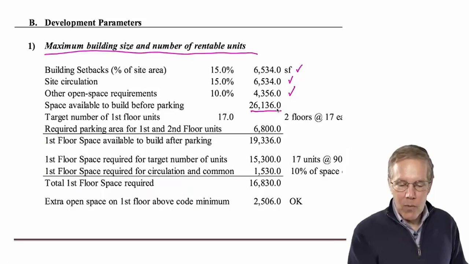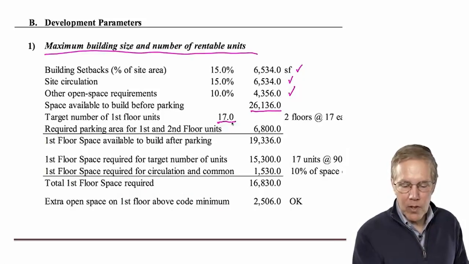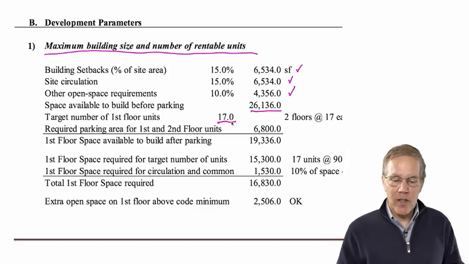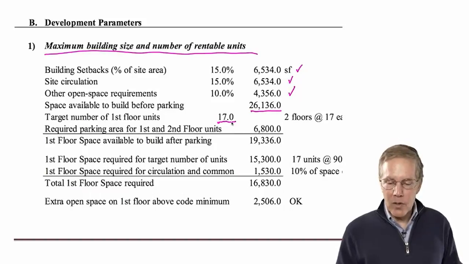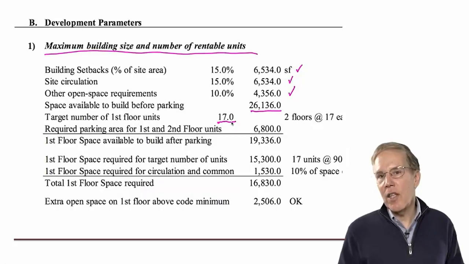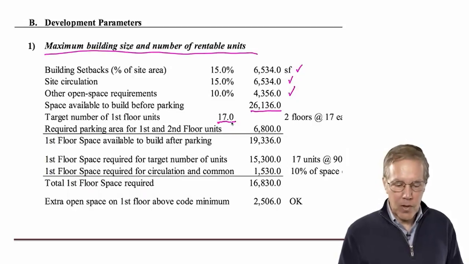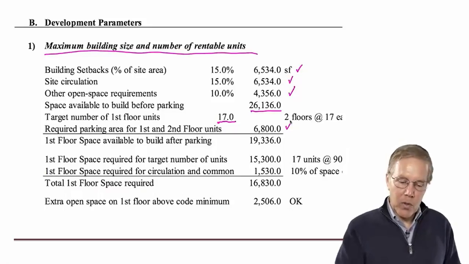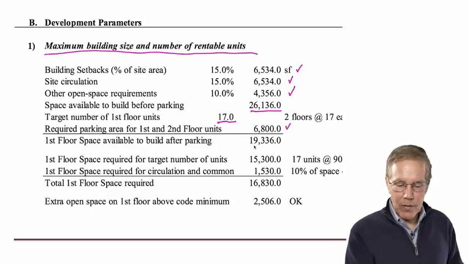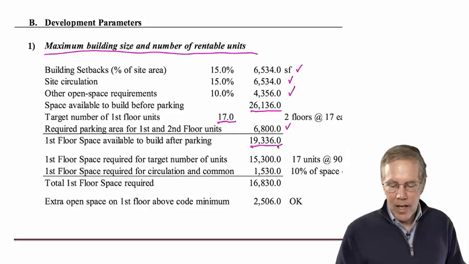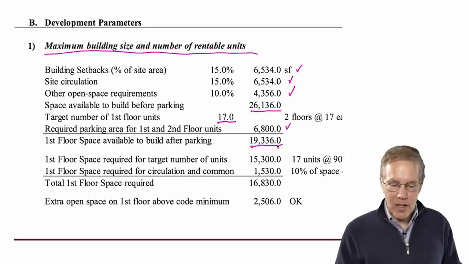They want to build as simple a building as possible, so they'll assume that each story has 17 housing units on it. And how much area are they going to need for all the parking? Well, they have 34 apartments times 2 times 100, so they get 6,800. Now we subtract that, and the first floor footprint available after parking is about 19,000 square feet and change.